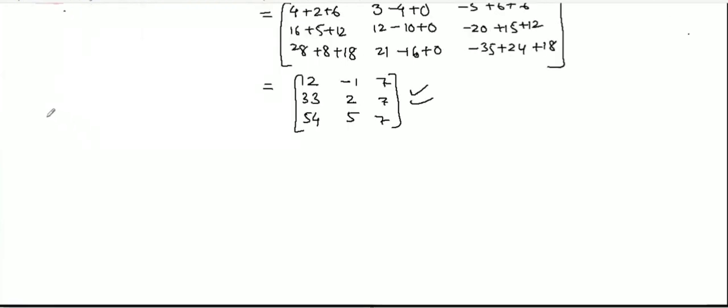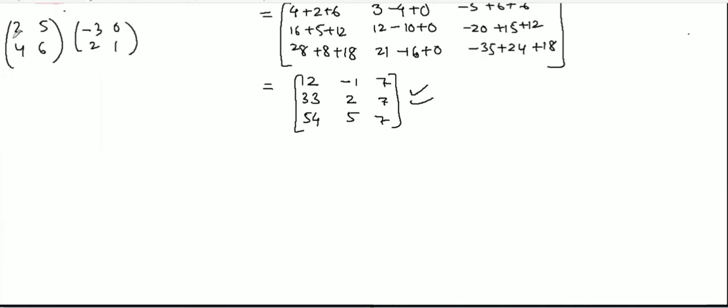Let's take a 2 by 2 matrix. This will be very easy. Let's take 2, 5, 4, 6, and minus 3, 2, 0, 1. Multiply this one out.